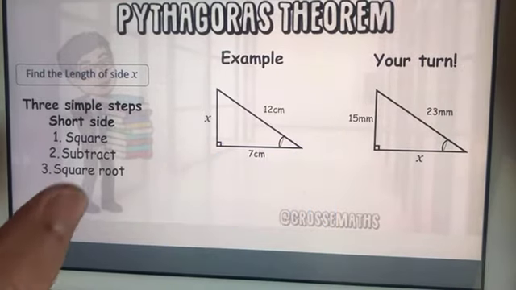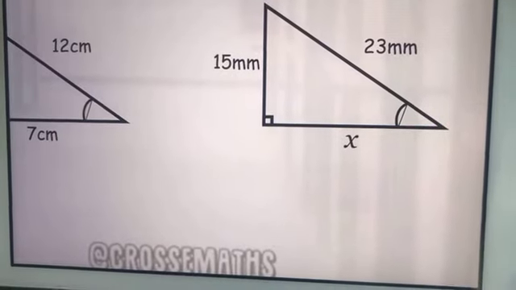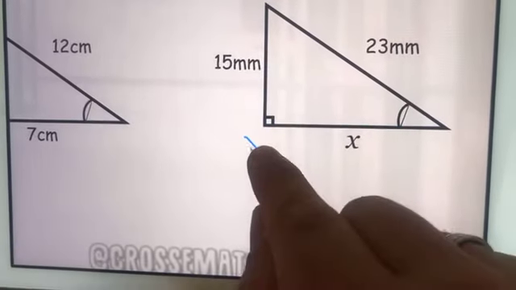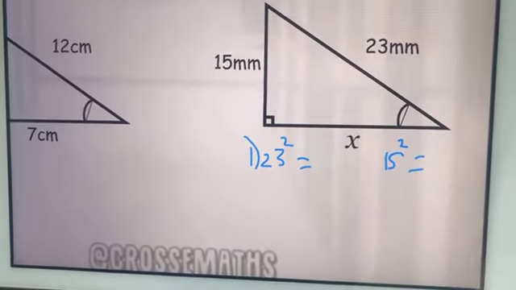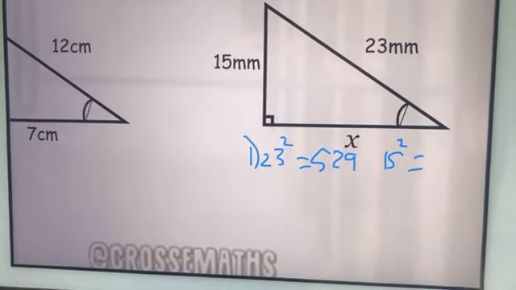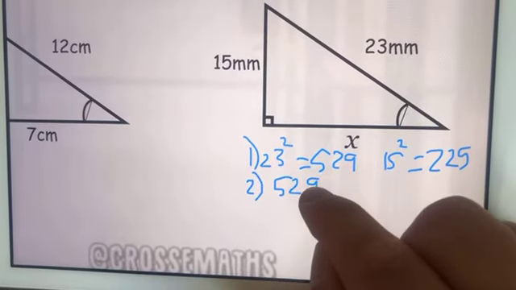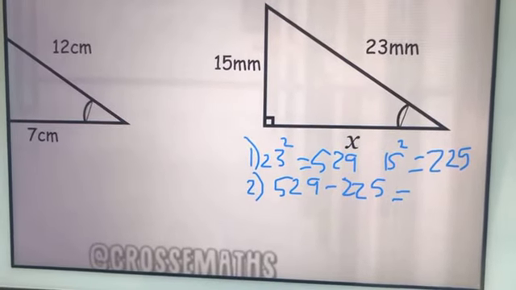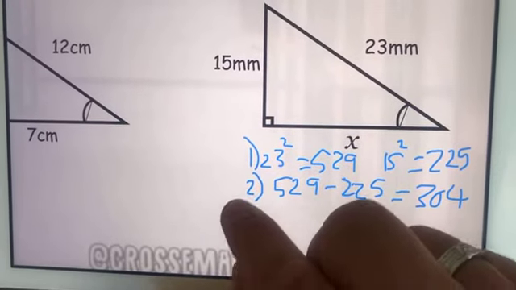Right guys, so very quickly I'm going to go through this one on the right hand side, okay? So we've got this triangle here. Now it's the same 3 steps every single time, but with the short side the only thing that changes is the middle step. So I'm going to square both my numbers. 23 squared is 529, 15 squared is 225. Step 2, I'm going to take them away from each other, so 529 take away 225 is 304.